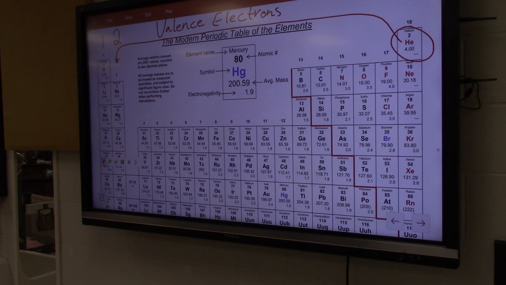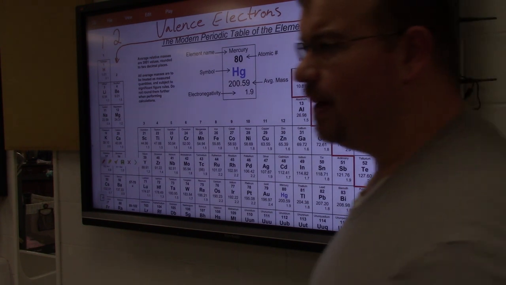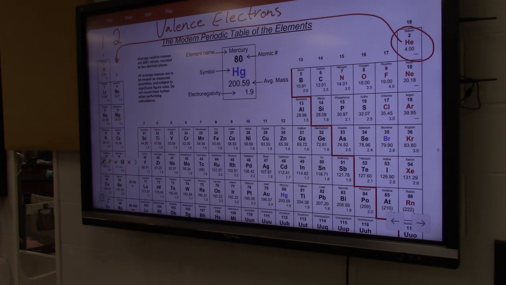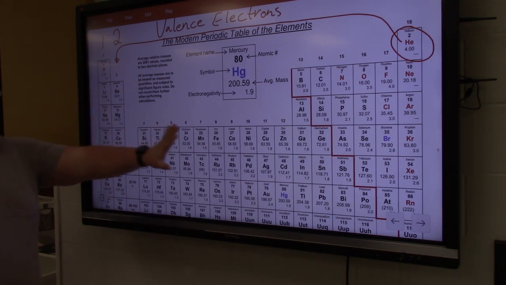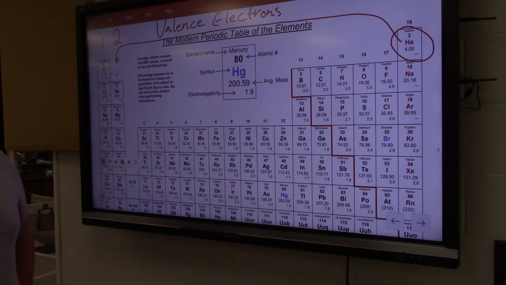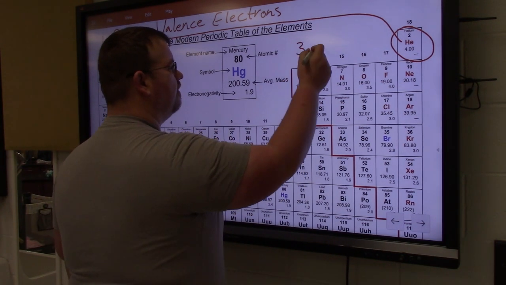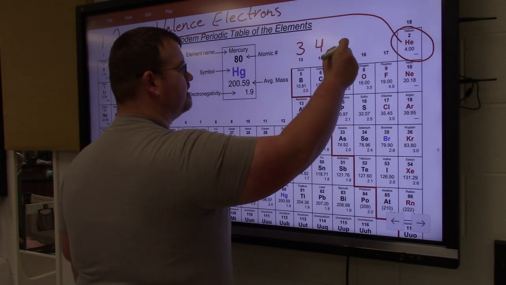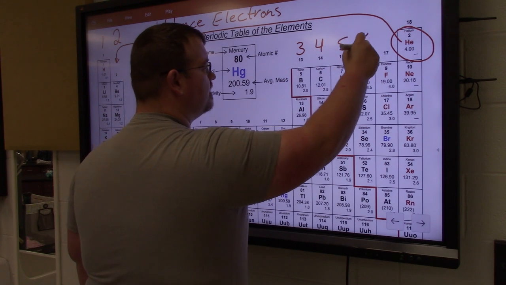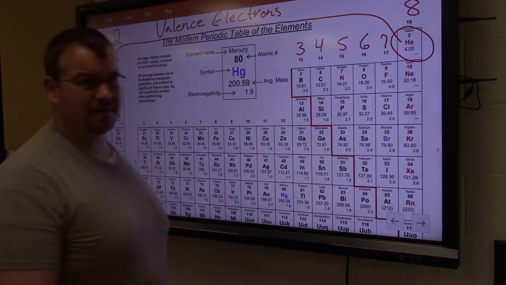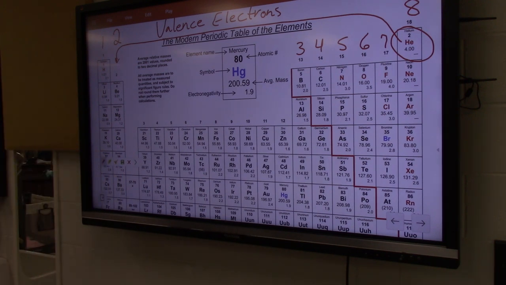Now, we only deal with the main elements, okay? The main elements are S and P block, okay? So, forget the transition metals, we go to column 13. Just remove the first number, and it tells you. 13th column, 3. 14th column, 4. 15th column, 5, 16th column is 6, 17th column is 7, 18th column is 8. These are the number of valence electrons that they have.